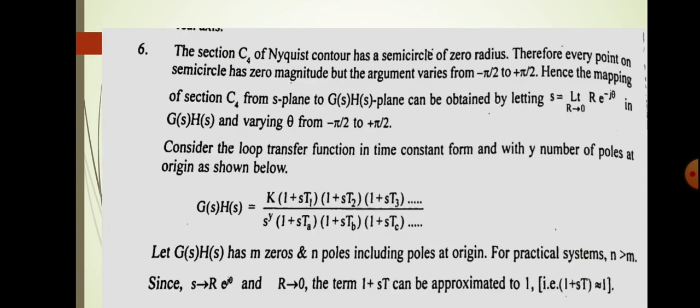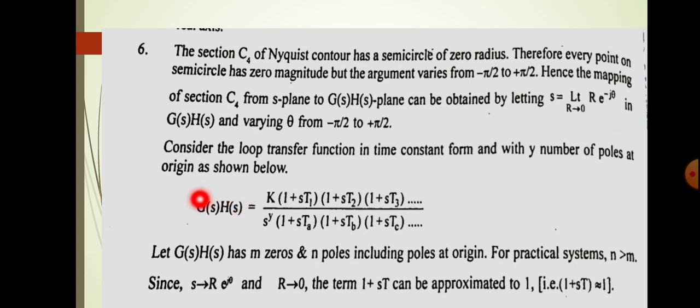Hence, the mapping of section C4 from the S plane to the G(s)H(s) plane can be obtained by letting s equal to the limit R tends to 0 of R e raised to j theta. Since it is a circular portion, we make this substitution for s. Here R is tending to 0 because it is a small semicircle situated near the origin. That is why we are taking R tends to 0. The argument varies from minus pi by 2 to plus pi by 2, and that depends upon the sign of the flow of the contour.